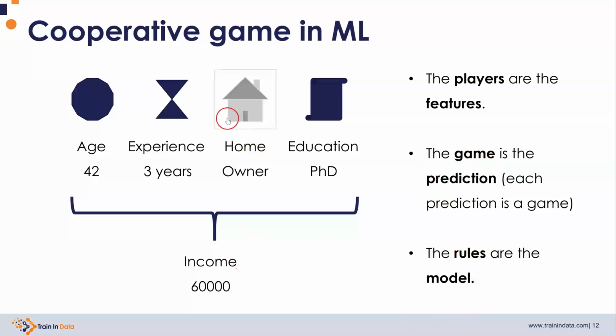So by looking at this example, now instead of the football players, we have the variables that in this case describe the characteristics of a person, for example, age, experience, whether they are a homeowner, and the degree of education. And then we have the model that will predict the income of this person. And we want to understand how these different features contributed towards the final prediction. As in, what's more important to determine this person's income? Its age, the experience, the education level, etc.